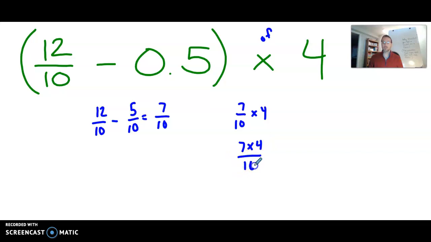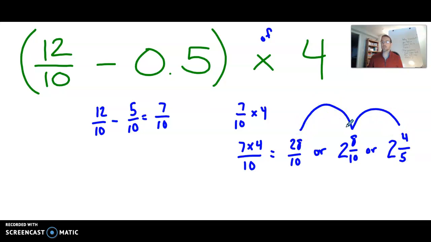7 times 4 divided by 10, giving us 28/10. Or you can make this 2 wholes and 8/10. You might even want to simplify that and say, well, I know 8 and 10 both have 2 in common. I can say 4/5. Any one of these would be the correct answer.